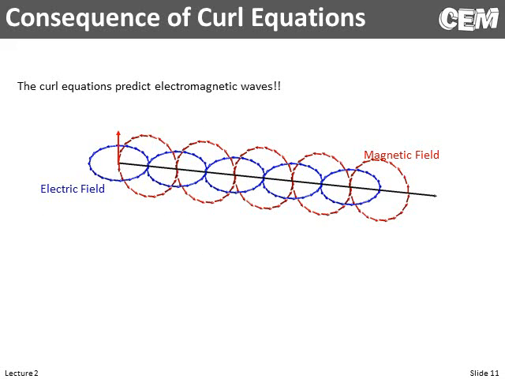So the consequence of the curl equations, it's commonly said Maxwell's equations predict waves. And it's because of the curl equations. If we have a time-changing electric field, which then produces a time-changing magnetic field, then the time-changing magnetic field induces another time-changing electric field, and that just keeps going, and we get waves.